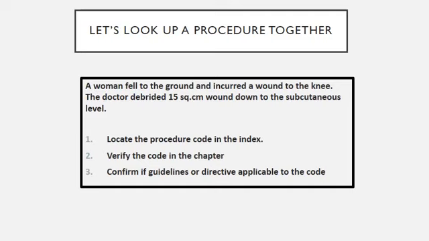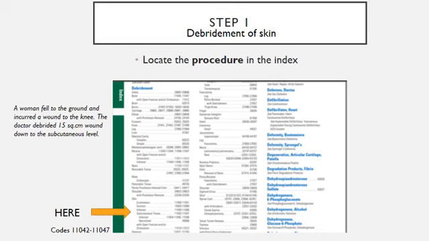All right, so we're going to locate the procedure, verify the code in the chapter, confirm if it has guidelines or directions. Step 1. And as you can see in the upper right hand corner, I left the scenario so that you can reference it if you need it. Step 1, I'm going to locate the procedure in the index. And if you look at the bottom, you'll see that I looked up debridement.